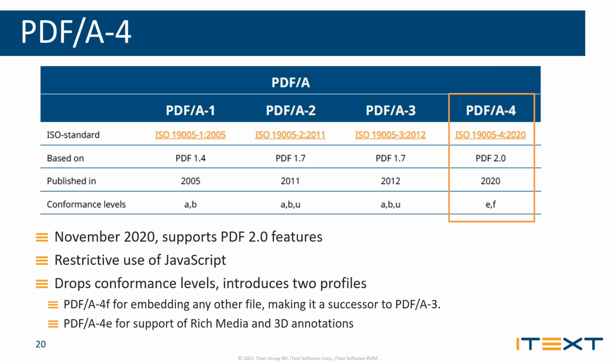For conformance levels A, B, and U, this doesn't mean you can't create an accessible PDF/A-4 document. The standard just recommends to follow PDF/UA guidelines, which is the PDF standard for accessible documents. It does introduce 2 new profiles that act as an extension to PDF/A-4. PDF/A-4f for embedding any other file, making it a successor to PDF/A-3. And PDF/A-4e for support of rich media and 3D annotations.